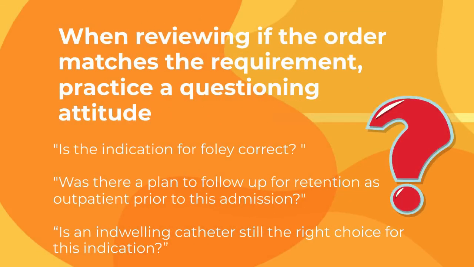When reviewing if the order matches the requirement, practice a questioning attitude. Is the indication for this Foley correct? So you want to verify with the order. Was there a plan to follow up for retention as an outpatient prior to this admission? This is important to verify that you have the correct order. Or is this indwelling catheter still the right choice for this indication?